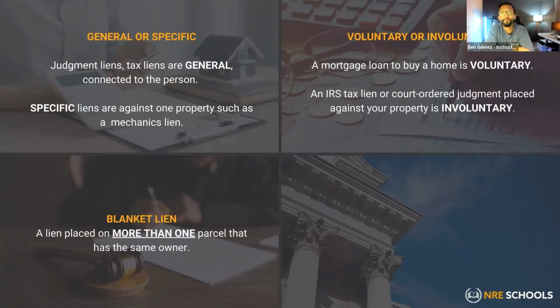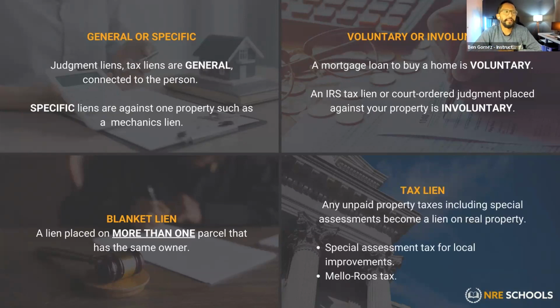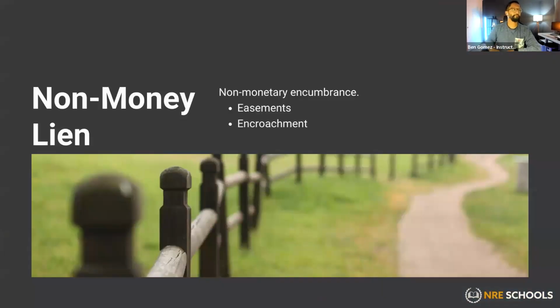A blanket lien, think about a blanket. It's bigger, it covers. And that's when a lien is placed on more than one property. You own 5 homes, you had a judgment against you for $10 million. The judge can put a blanket lien, a blanket encumbrance, against all the properties that you own. And then a tax lien, property taxes, any unpaid property taxes can be involuntary, and those could be an encumbrance on the property that you own. So those are the money-related encumbrances onto a property.